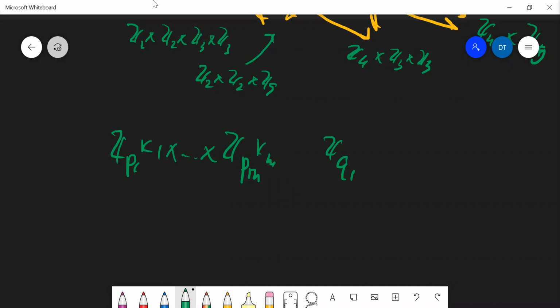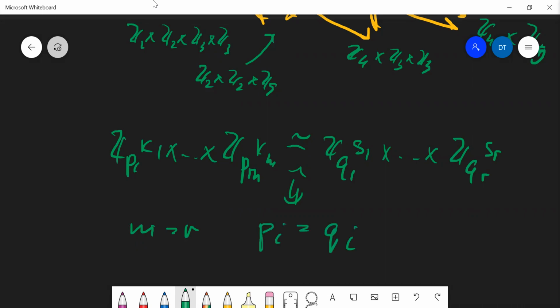of this form, they are isomorphic if and only if, up to changing the order of factors, first of all, the M must be equal to R, so they must have exactly the same amount of factors. Then Pi must coincide with Qi, probably after applying the permutation, and the powers Ki must coincide with Si. So this is the uniqueness result.